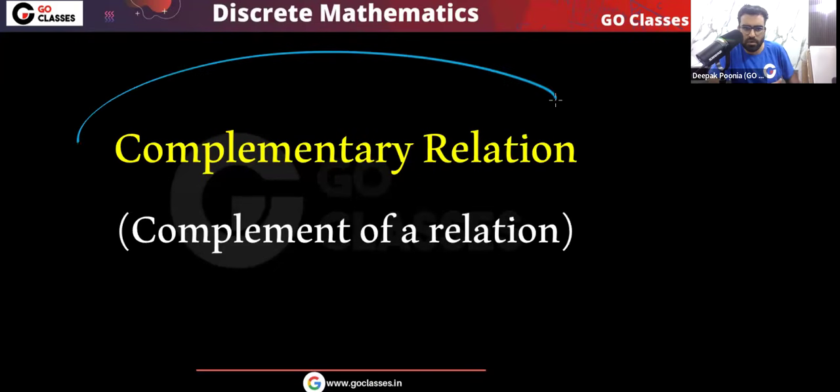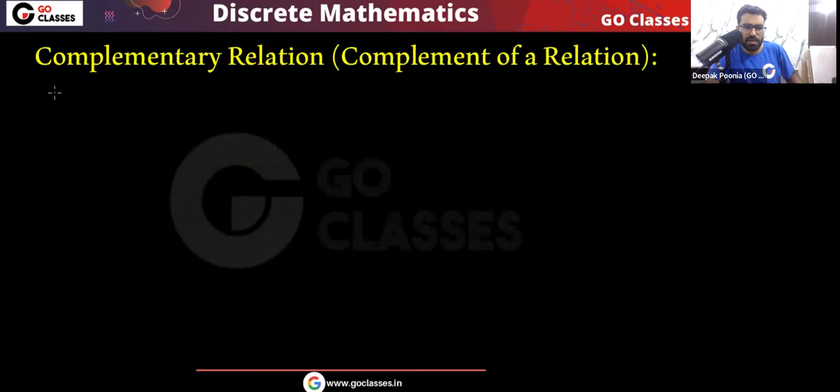Let's study the concept of complementary relation, or I can say complement of a relation. If a relation is given to us, then how do we find the complement of that relation? So let's see the definition. Assume we have a relation R on set A.